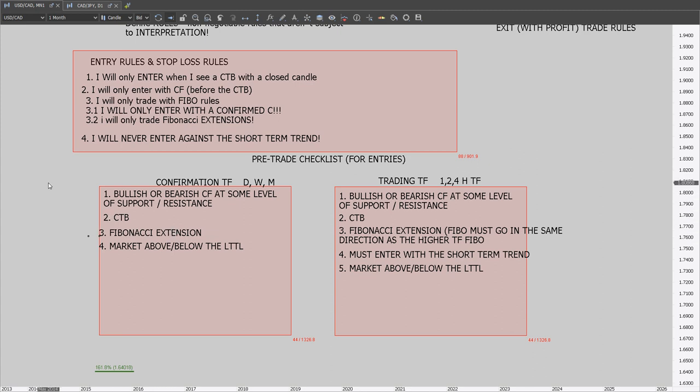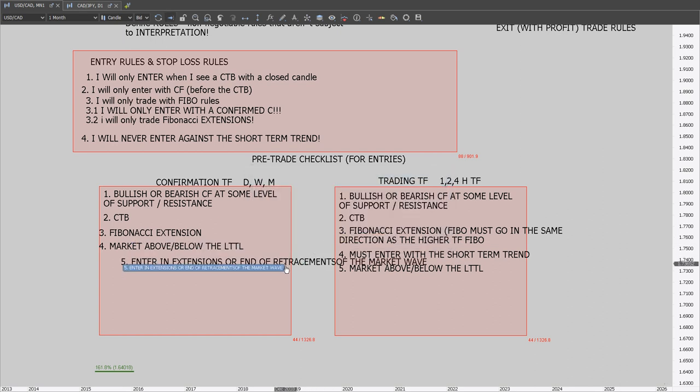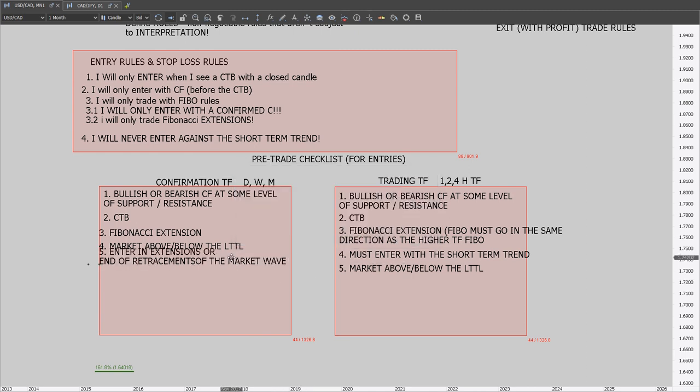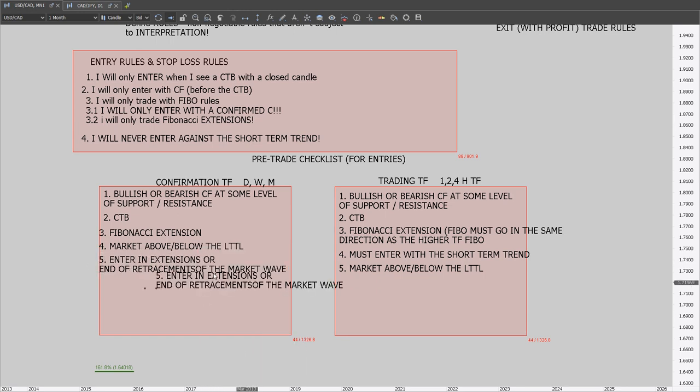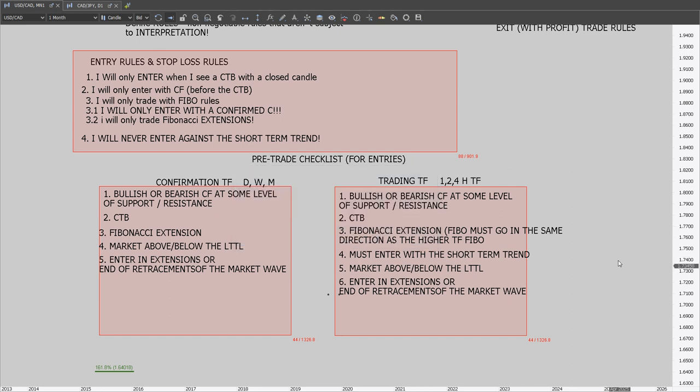Right? We need one more. We need one more: Fibonacci extensions, counter trend line break. Okay, this is a good one. Number five. It's going to be enter in extensions or end of retracements of the market wave. Okay, this is going to be the number five, and this is going to be number six. This is going to be number six on my trading time frame.